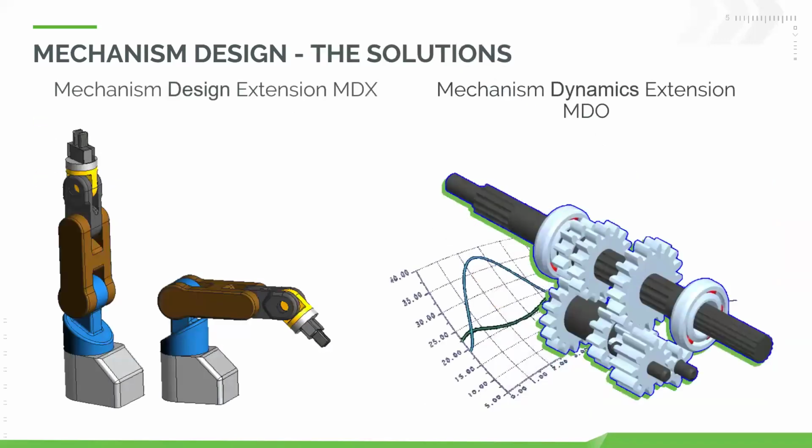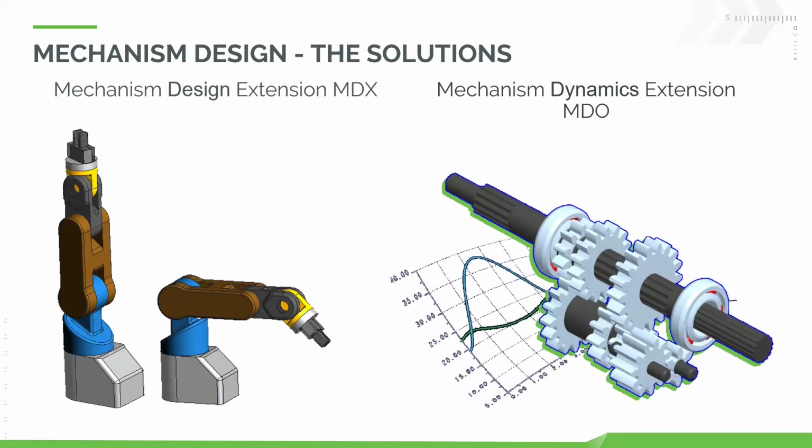And really, that's where you would start considering mechanism design, putting in components that move into your CAD design, and then even taking it a step further and then analyzing it. And that's what we're able to do inside of Creo. We really have multiple different extensions that allow you to do that. And we're going to be focusing on two for today and mostly on the dynamic side of things.